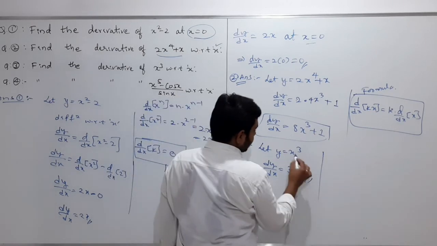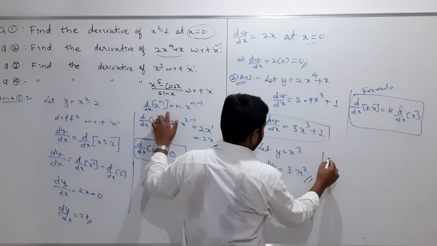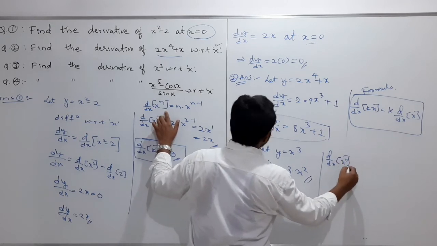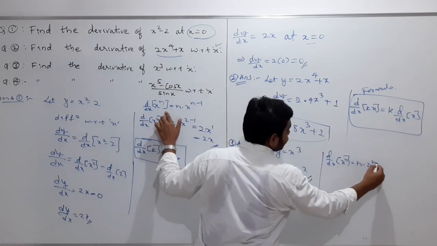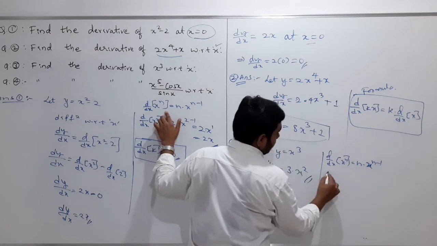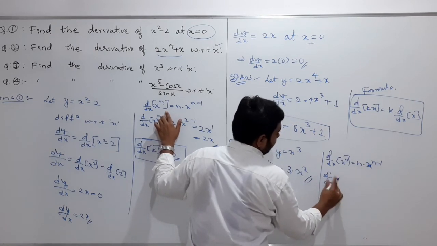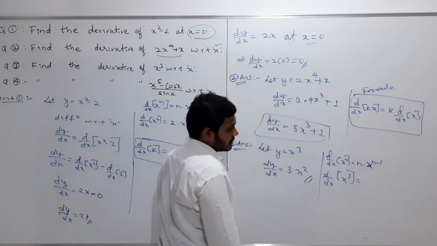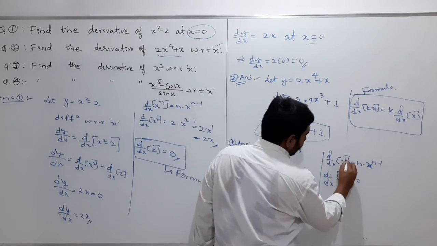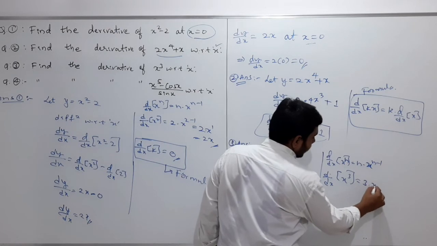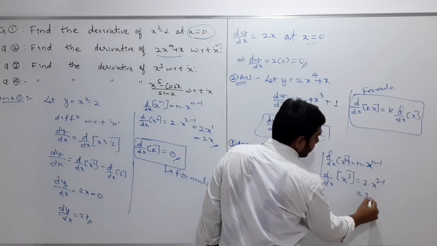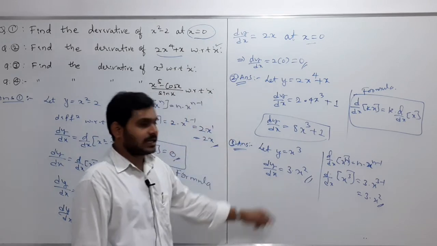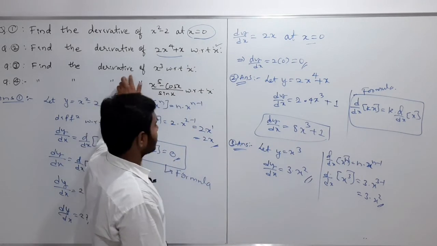Why it is so means x to the power n. What is the formula we have? The derivative of x to the power n is equal to n into x to the power n minus 1. So like that, for the derivative of x cube, in place of n, substitute n value as 3. Therefore 3 into x to the power 3 minus 1, 3 minus 1 is 2. So therefore 3x square. Clear? So this is the third question.